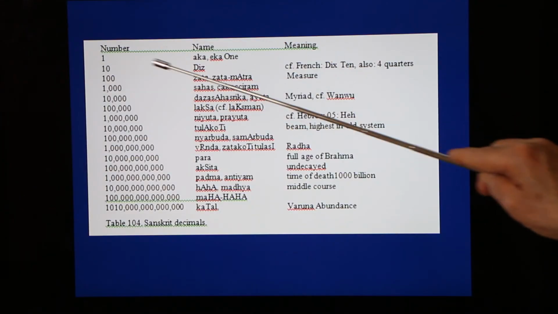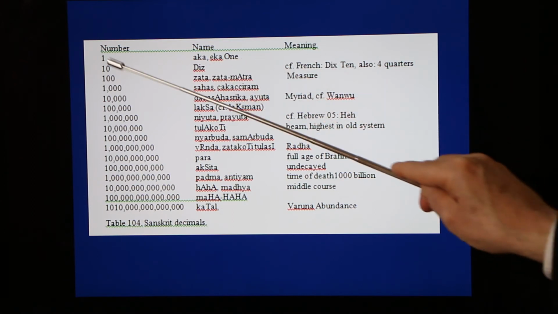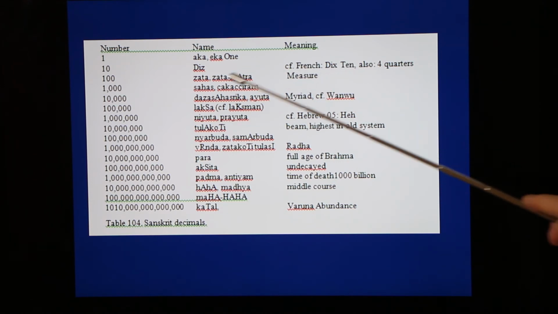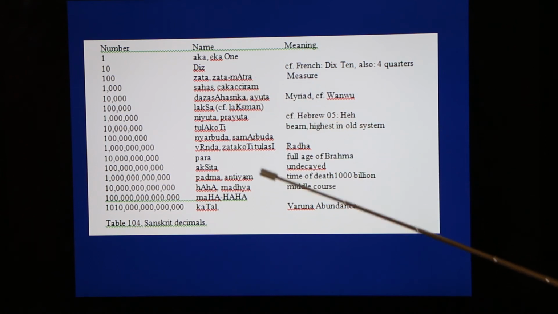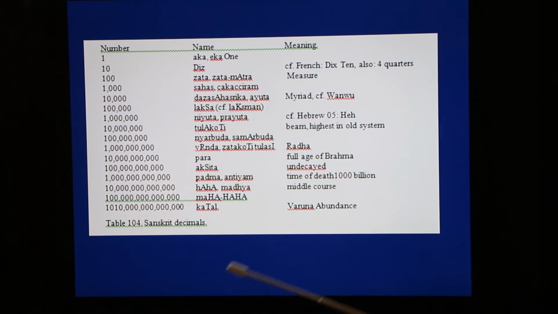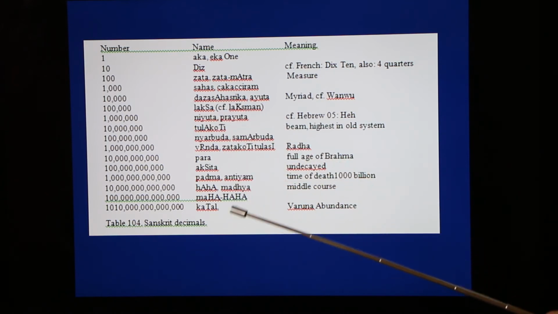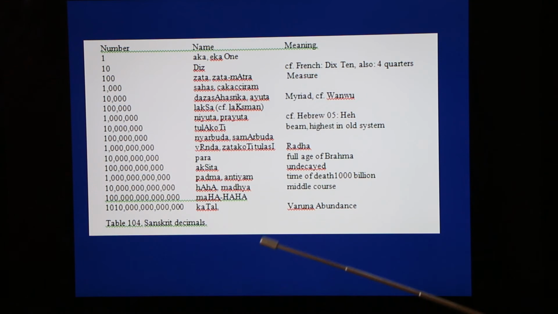Oh, just for fun, I take you to Sanskrit because of the numbers. So 1 is Eka. Dasa is 10, from which we get French dix. 100 is zata or zata matra. 1,000 is sahasra, as in Sahasrara chakra. And then 10,000 is dasa sahasra or ayuta. 100,000 is laksha, from which we get Lakshman.